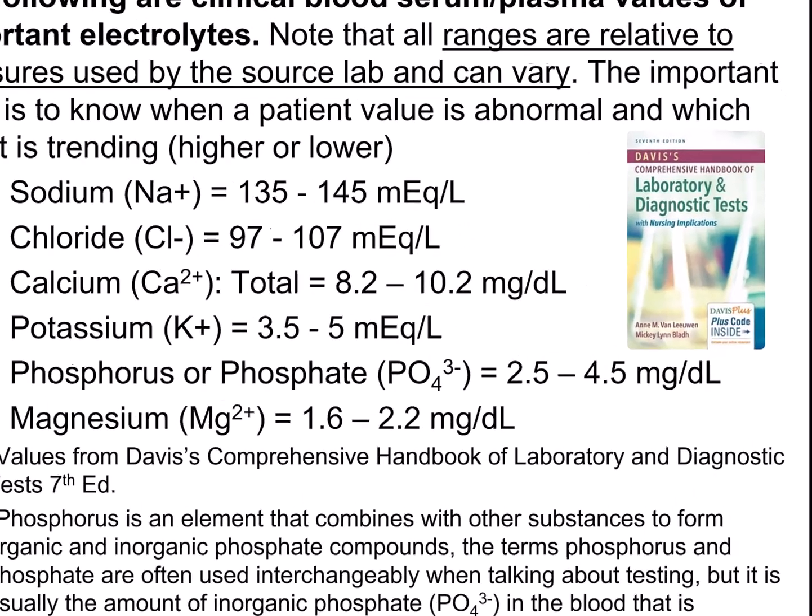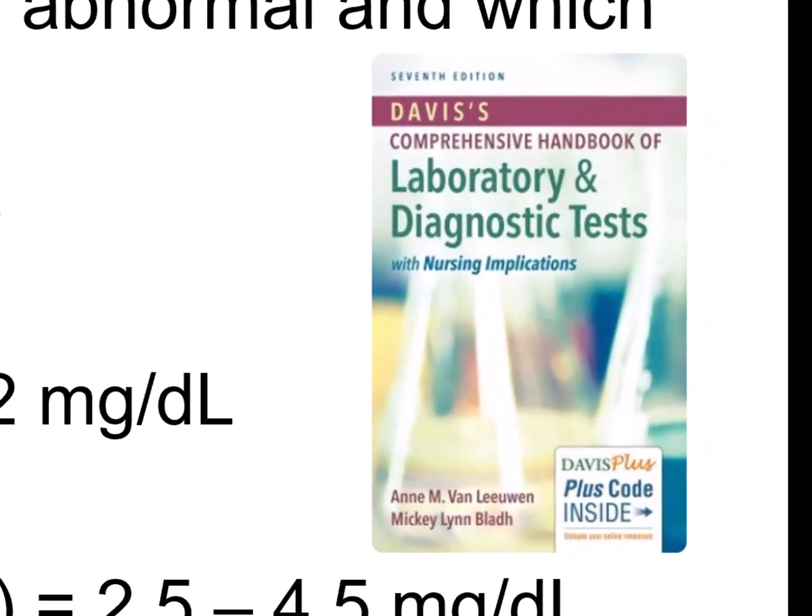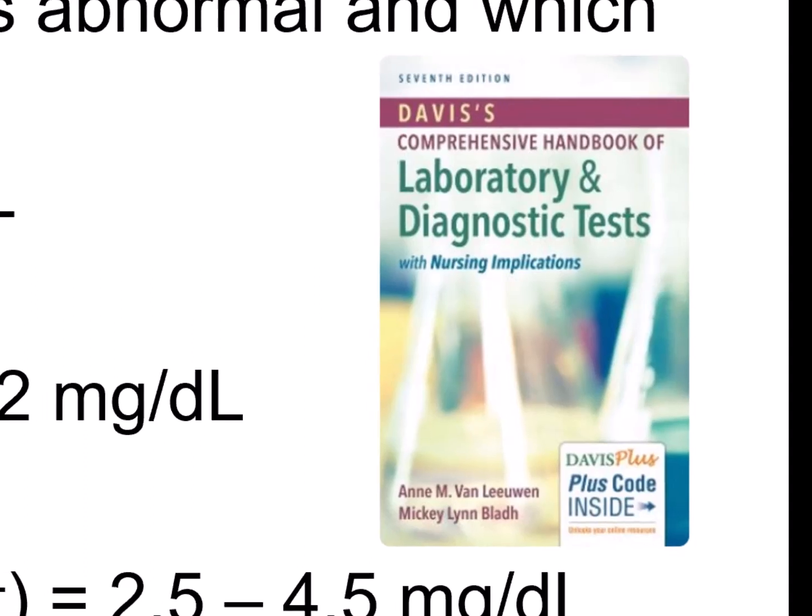We're going to use the values found in Davies' Comprehensive Handbook of Laboratory and Diagnostic Tests, the 7th edition. This is used by numerous colleges and universities for their nursing programs, and it's also a really good source for physiology information about electrolyte values. You want to make sure you memorize these values and their units.